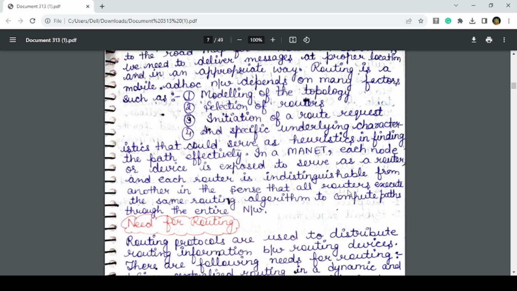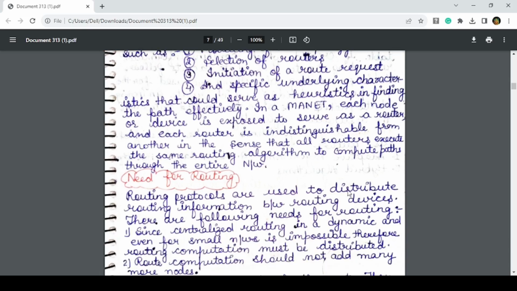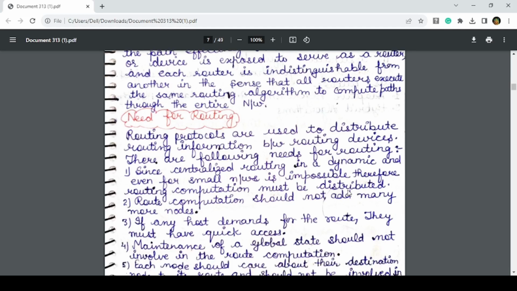Now, what is the need for routing? Why do we use routing? Routing protocols are used to distribute routing information between the routing devices. There are the following needs for routing. Number one, centralized routing in a dynamic network, even a small one, is impossible. So, routing calculation must be distributed.